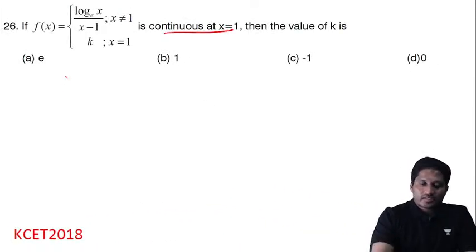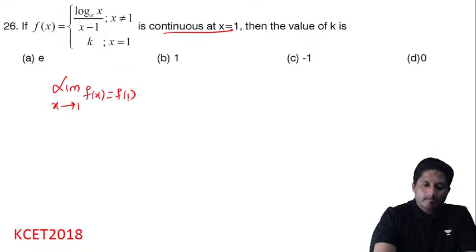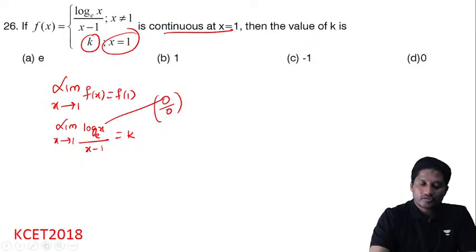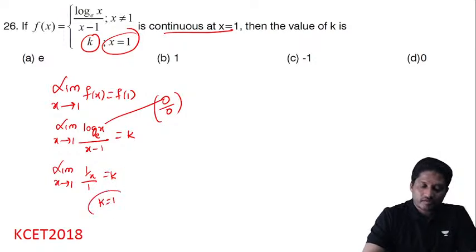The function is continuous at x is equal to 1. Limit as x tends to 1 of f of x is equal to f of 1. Okay, now the limit as x tends to 1 of log x by (x minus 1) is equal to f of 1. F of 1 is k according to the question. It is a 0 by 0 form, right? Let us use L'Hopital's rule. Differentiation of log x is 1 by x. Differentiation of x minus 1 is 1. So this is equal to k. Now if x tends to 1, k is equal to 1.